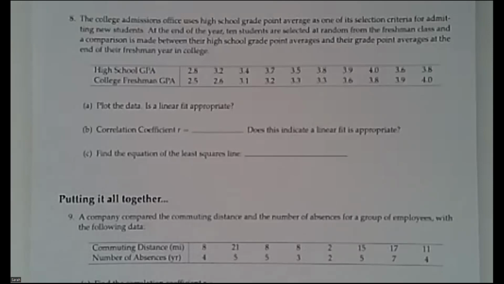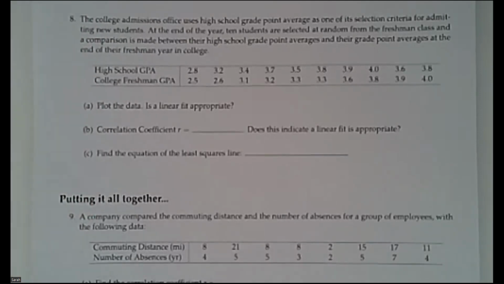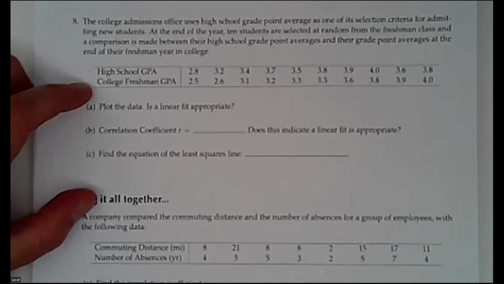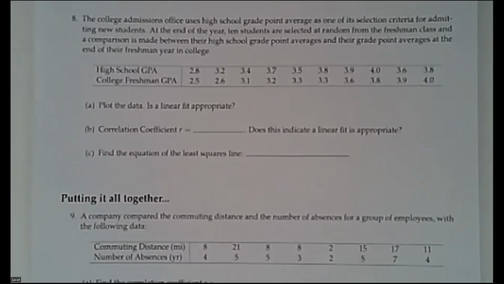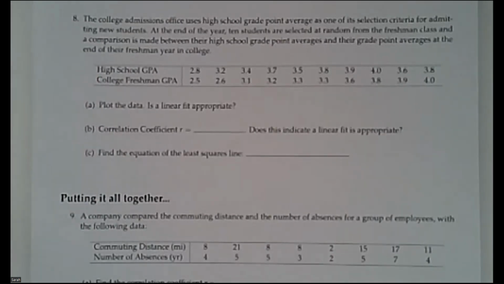All right, so this problem is about college admissions. And this is actually really interesting. So they are plotting students' high school GPA, so their average of their 4 years in high school, versus their college freshman GPA to see if there's a relationship there, right? So a lot of times when you apply to colleges, they look at things like SAT scores, extracurricular activities, and GPAs. So we're going to see if there actually is a reasonable relationship there.